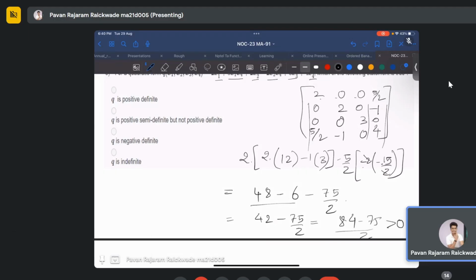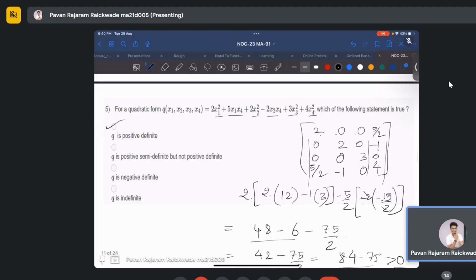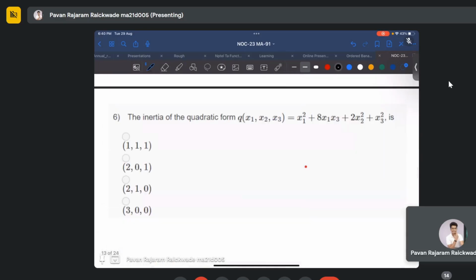Yes, it's positive. So all the leading principal minors are positive and the matrix is positive definite. Is this okay? Yes, sir. Okay, now question number 6. The question is the inertia of the quadratic form is. What do you mean by inertia? Can anyone tell me?